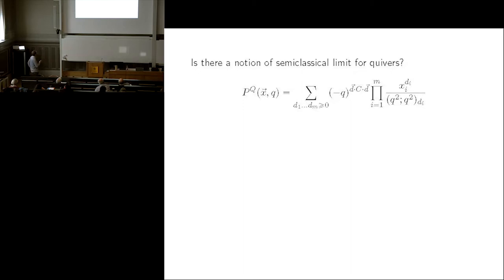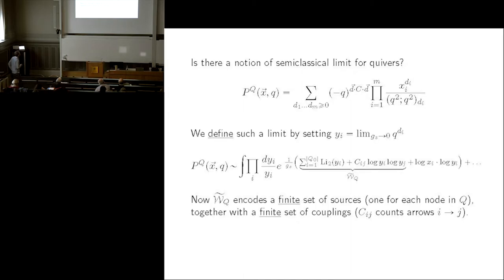What is the semi-classical limit of this side of the correspondence? Can we define some notion of semi-classical limit? So by analogy with what we've done before, for now let me just define some continuous variables where we trade the discrete summation over dimension vectors with some variables y_i. There will be one for each node in the quiver. And then this sum turns over to a multiple integral. Again, x_i to the d_i gives me these Chern-Simons-like terms, log x_i, log y_i.